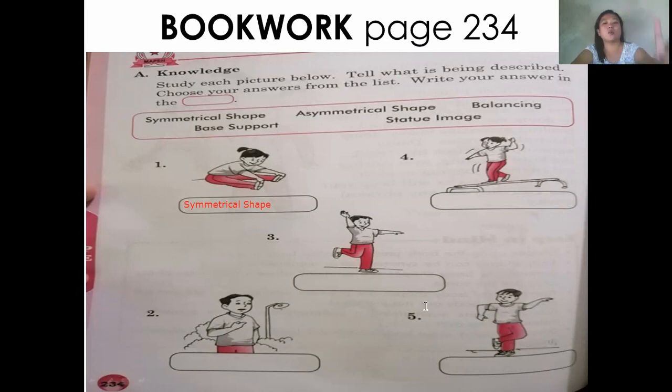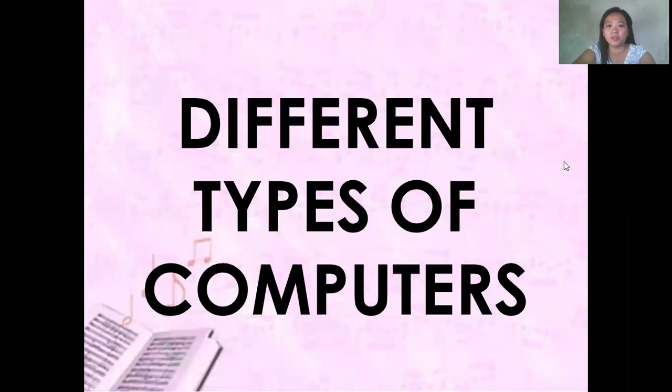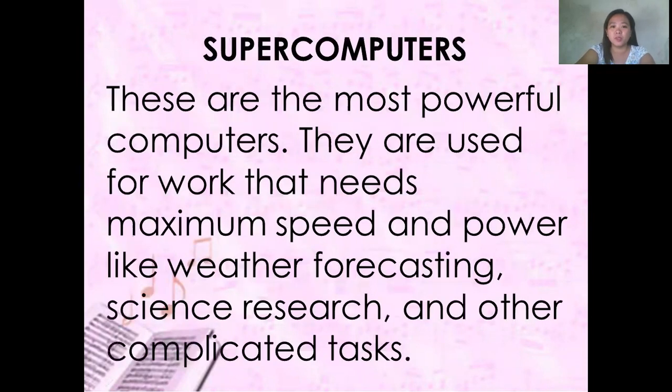Okay, so please pause this video if you are not yet done. But those who are finished, let's go to our computer. For your computer, we're going to learn about different types of computers. Okay, there are types of computers, and the first one is the supercomputers. The supercomputers are the most powerful computers. They are the most powerful computers because they are used for work that needs maximum speed.